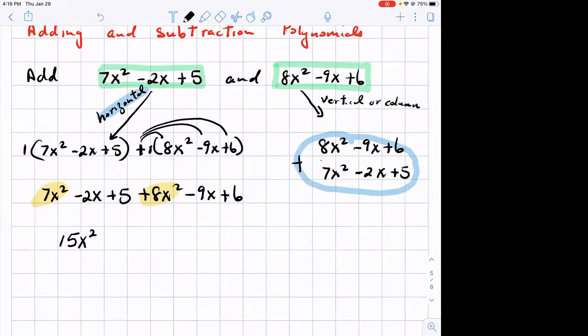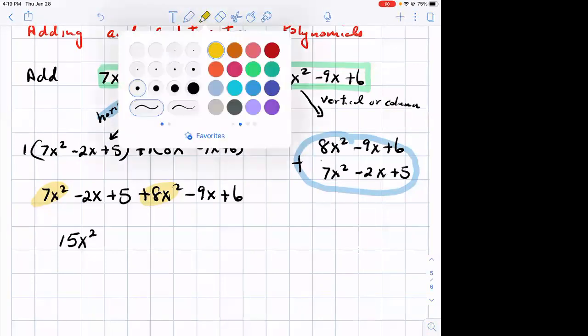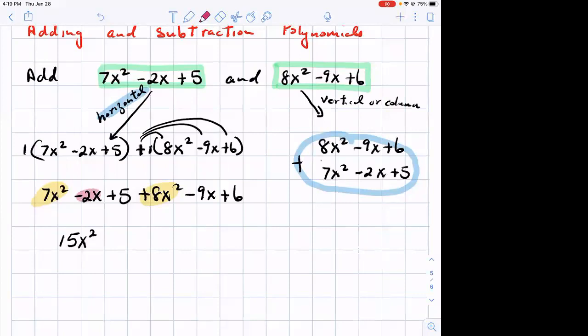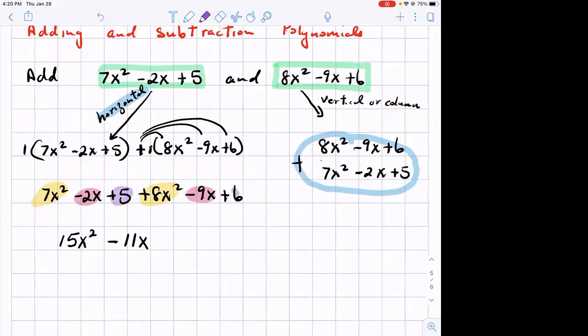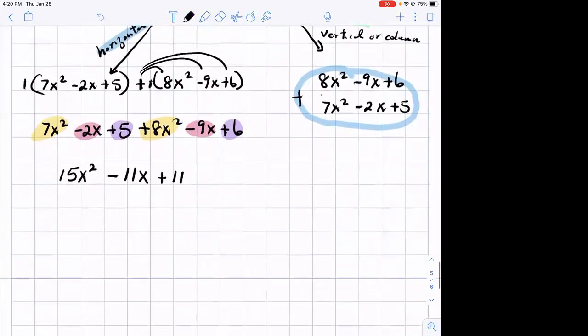The power never changes. And then let's look at the x term. We have a minus 2x and a minus 9x. So that becomes minus 11x. And now we have the constant term. The constant term is the plus 5 and the plus 6. So 6 plus 5 becomes plus 11. So please note, when I'm adding, I'm taking the sign with each term.